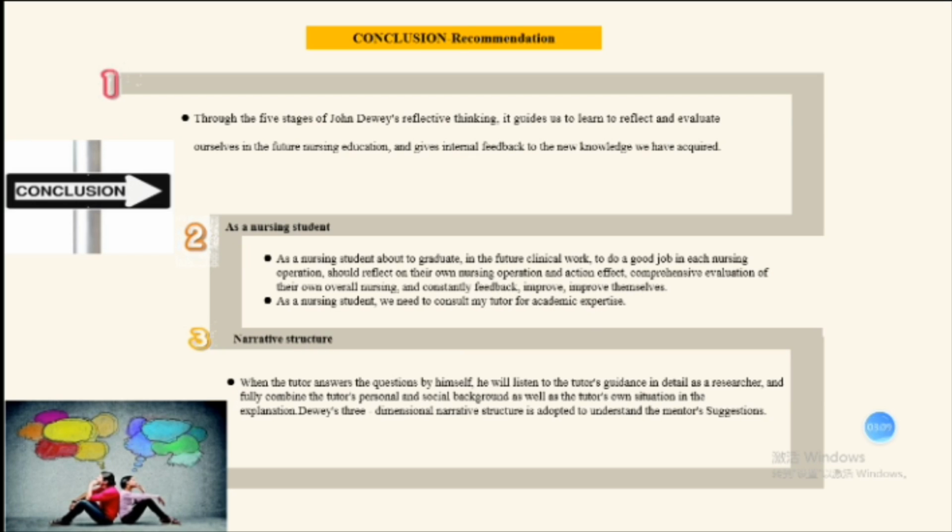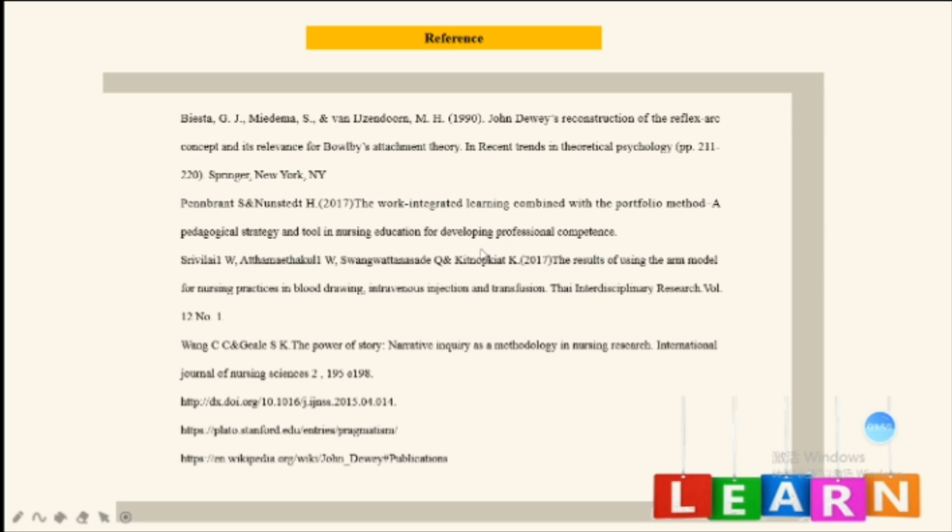When the tutor answers questions, he will listen to the guidance in detail as a researcher, and the future thesis and the own background as well, in explaining Dewey's 3-dimensional narrative structure, to understand the motives suggested. This is the reference about Dewey's journal.